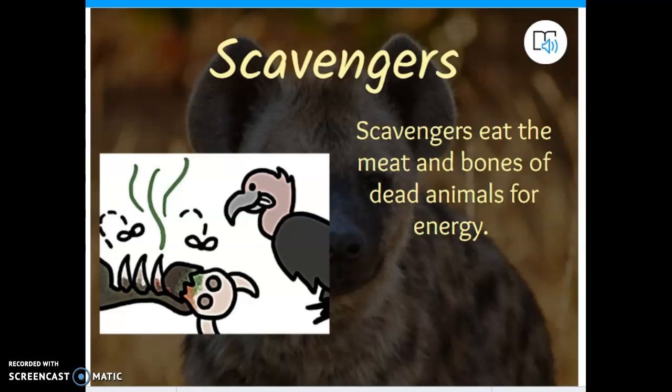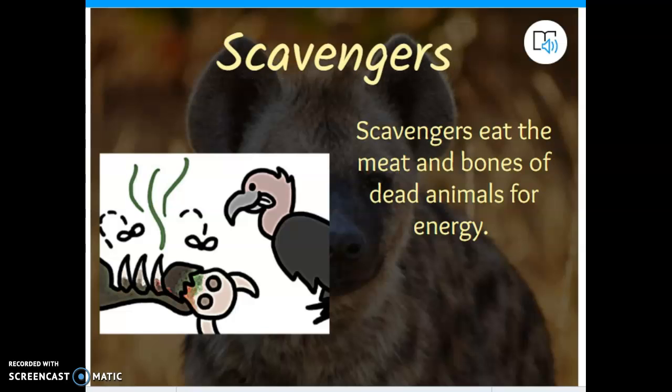And we all know what scavengers are. We've seen them, right? You see the smushed squirrel in the middle of the road, and there's like 3 or 4 birds eating away at it. Those are scavengers. They eat the meat, the bones, the organs of dead animals for energy.